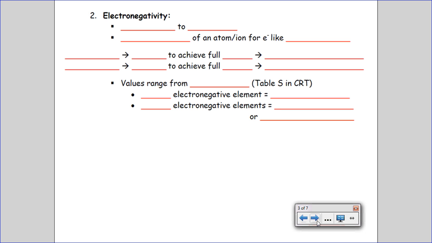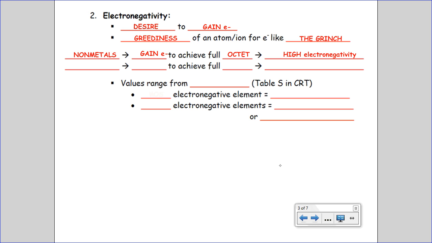Okay? Electronegativity is a desire to gain electrons. It's a greediness for an atom or ion for electrons, like the Grinch. Okay, the Grinch just wants them. He would have a high electronegativity. Nonmetals gain electrons to achieve the full octet of electrons. Therefore, they have high electronegativity. Nonmetals gain. They are greedy. They have an attraction for it.